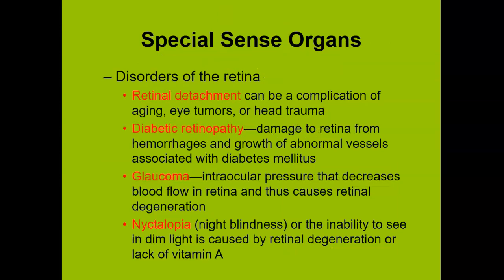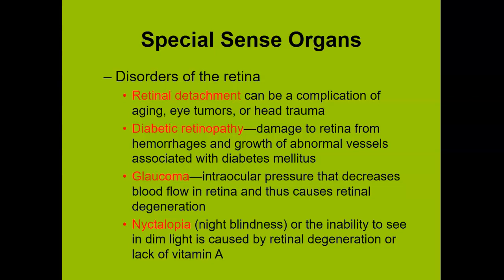Disorders of the retina. The retina itself can detach. This usually happens just as you get older. It can be the result of a tumor or head trauma, hitting your head really hard. Diabetic neuropathy happens when individuals with diabetes type 1 or type 2 have abnormal growth in blood vessels. And that's not a good thing because that can lead to blindness, diabetic blindness. Glaucoma, like I mentioned, is a condition where you have pressure that decreases blood flow in the retina, killing the retinal cells. And then you have night blindness.